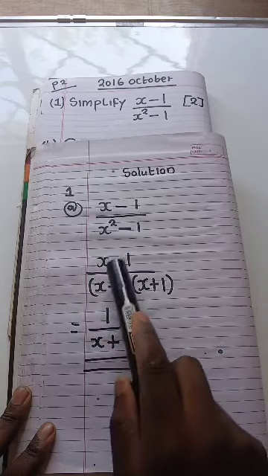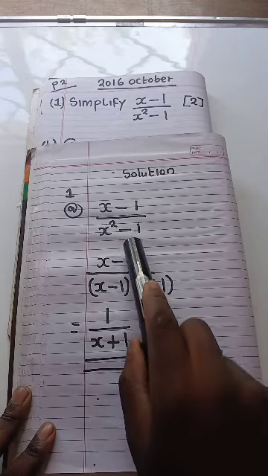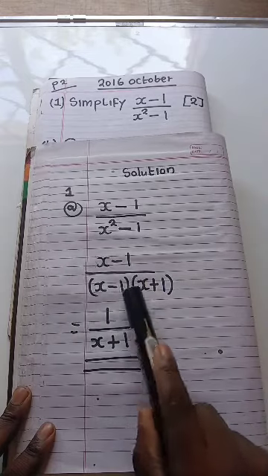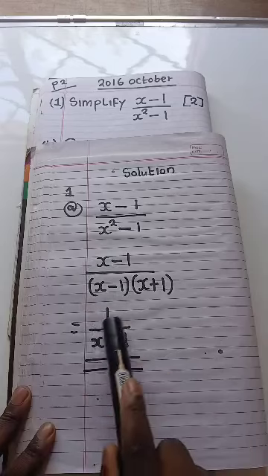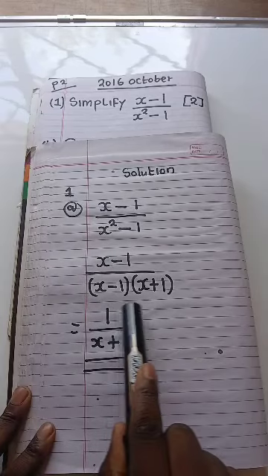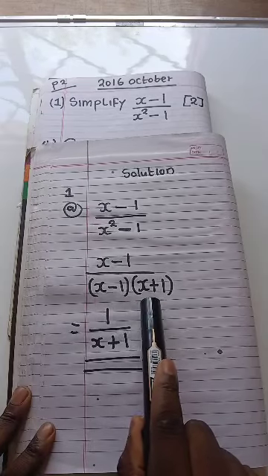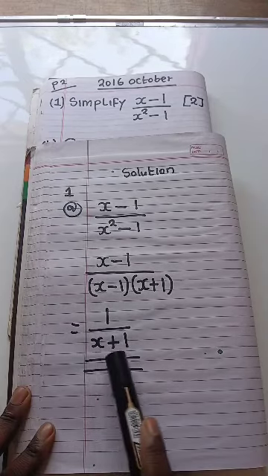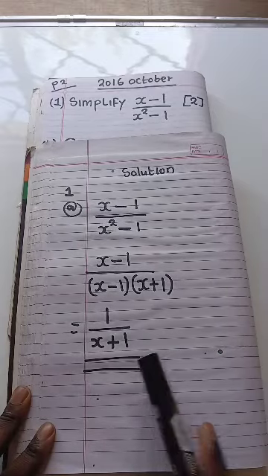So x minus 1 over x minus 1 is 1. Also there, x minus 1 over x minus 1 is 1. So on top, you remain with what? 1 over. What has remained here? It's x plus 1. So that same 1 over x plus 1, you get 1 over x plus 1. You end here.